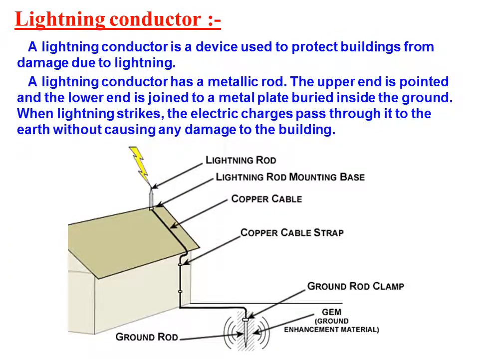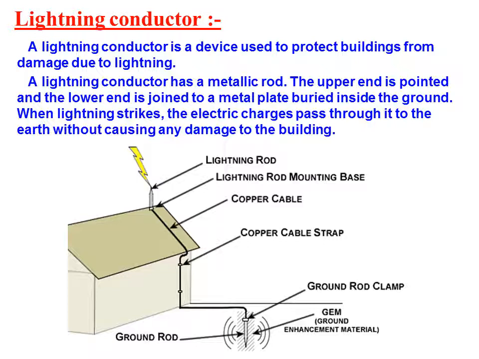Now, how do lightning conductors work? As I told you, in each and every building or infrastructure there must be earthing that can absorb all the lightning and protect our homes. A lightning conductor is a device used to protect buildings from the damage due to lightning, because lightning causes much more damage. It can destroy homes, and it can destroy buildings completely.